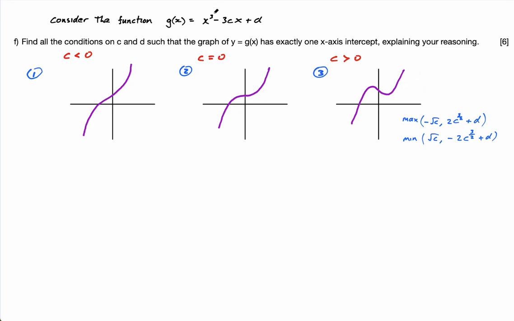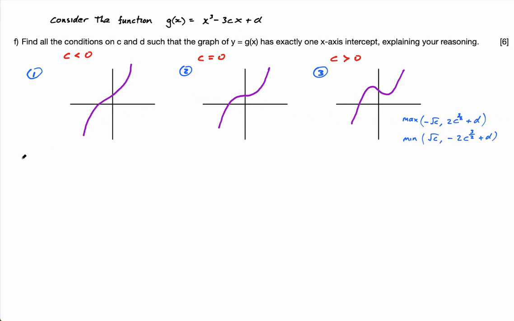When you get the first derivative, the d disappears anyway, and you'll find the same negative root c and root c. When you sub it in, you'll get the exact same thing, except instead of plus 2 at the end, you'll have plus d. So the max and the min are these.